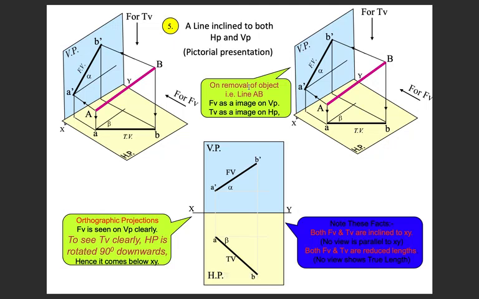So for a line which is inclined to both HP and VP, you can see the front view is seen on the vertical plane clearly. To see the top view clearly, the horizontal plane is rotated 90 degrees downwards, hence it comes below XY. And note this fact that both the front view and top view are inclined to XY, and no view is parallel to XY, and both are reduced lengths, which means that none of the views shows the true length.